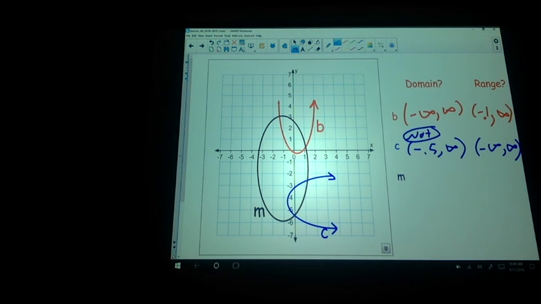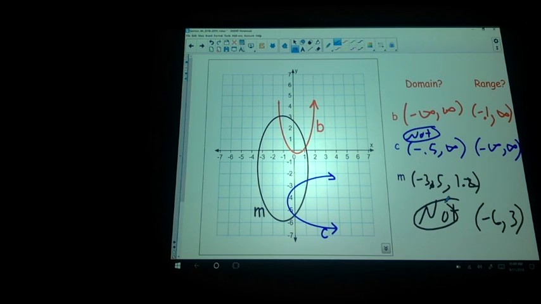And then letter M, it's kind of a bound oval. So my domain appears to go from about negative 3.5 to 1.2-ish. I'm just guesstimating. And then my range goes from the bottom, about negative 6, to about 3. It's a closed object, so is it a function? No, the vertical line test definitely would not work on that one.